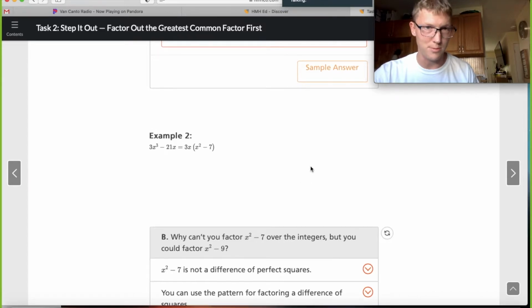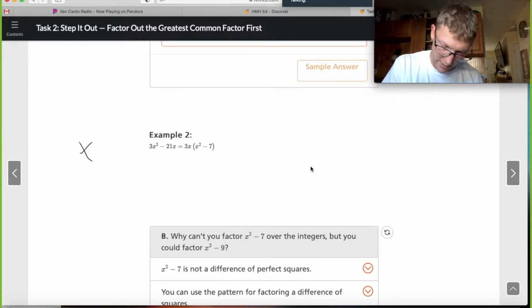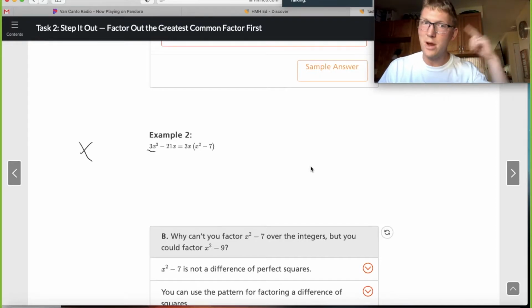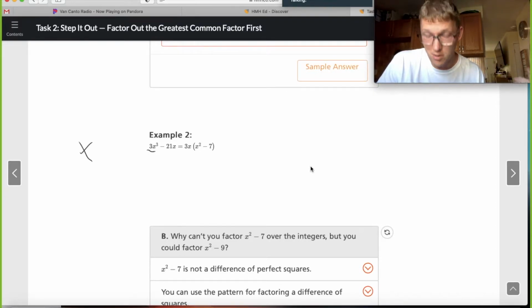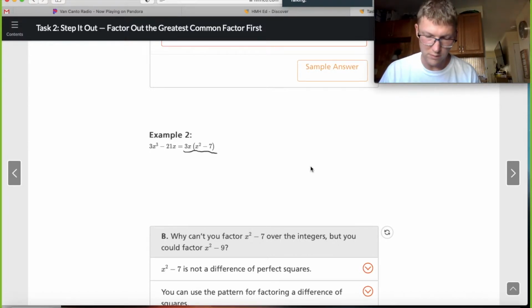So our next example. So we've got 3x cubed and 21x. So again, I already see an x and an x, so we're going to pull that out. And then our greatest coefficient is that 3. So in my brain, I always start with, well, is that going to come out? So 3 divided by 21, it will come out. So then we have our 3x times the quantity of x squared minus 7.